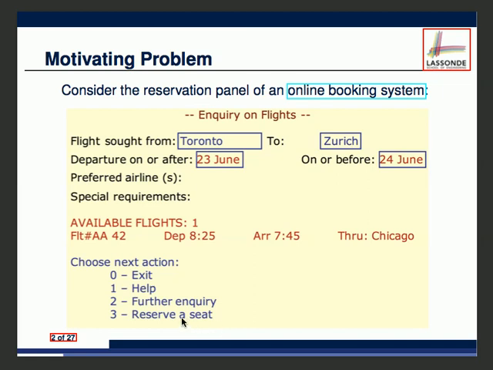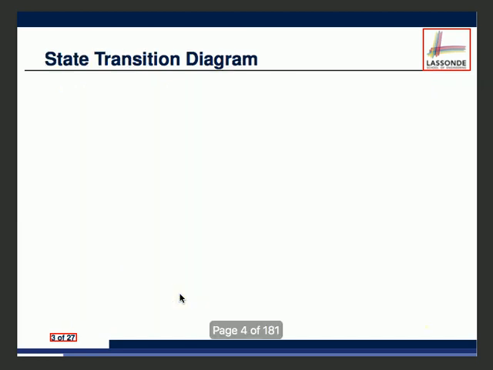For example, if I choose 1 and then hit enter, it's going to bring me to another panel, and it's going to display help-specific information there. Any question about the kind of problem we are trying to solve, right? That's the problem domain for the state pattern.